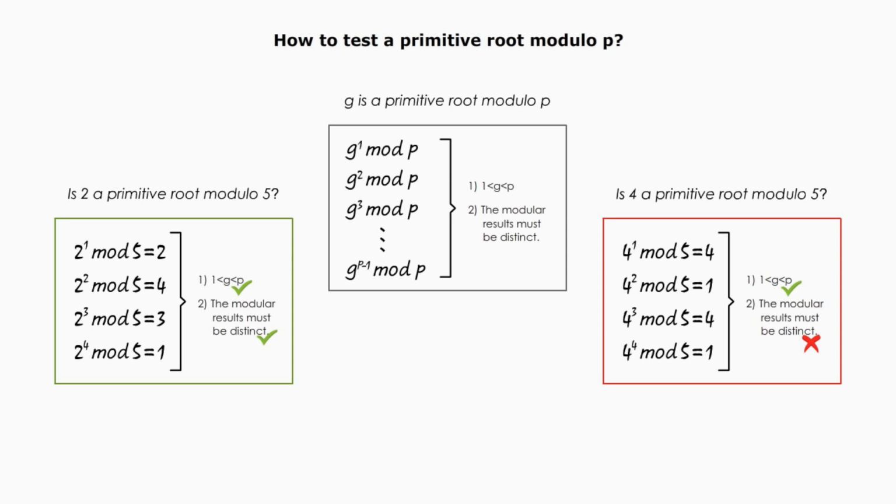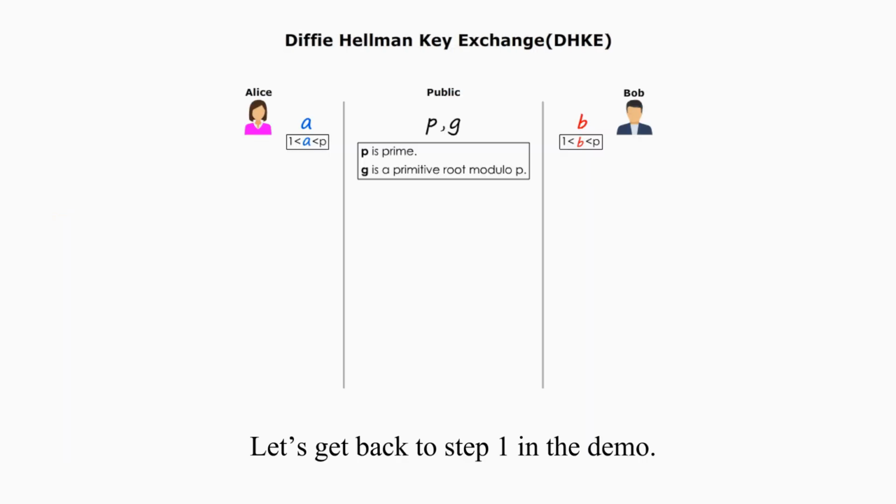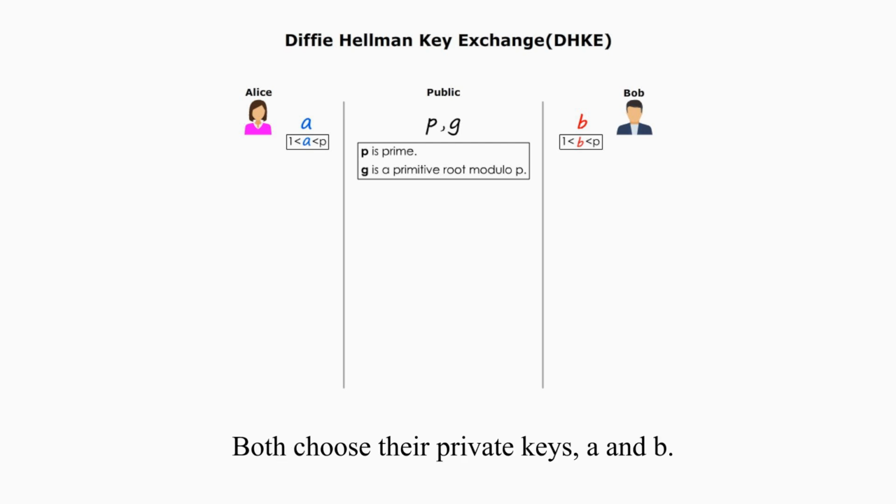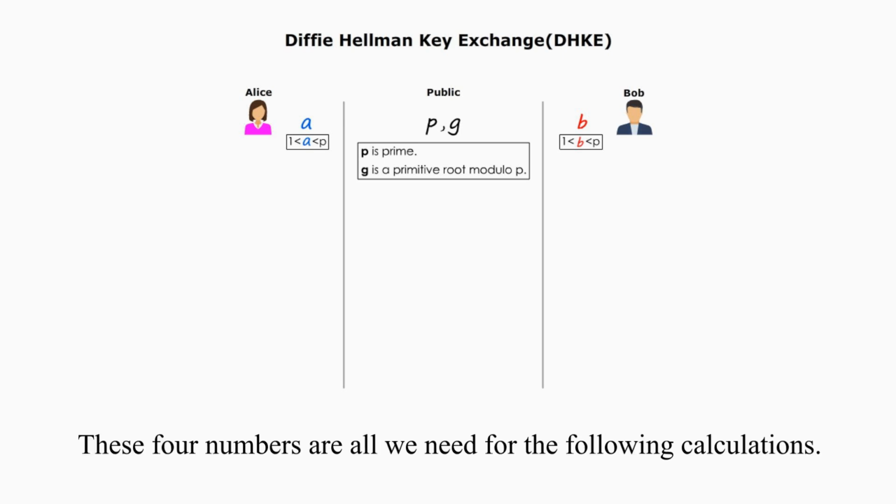You can imagine if P is a very, very large prime number, there would be a lot of primitive roots. But computers can handle the calculations. Let's get back to step 1 in the demo. At this step, Alice and Bob agree on their starting numbers, P and G. Both choose their private keys, A and B. These four numbers are all we need for the following calculations.